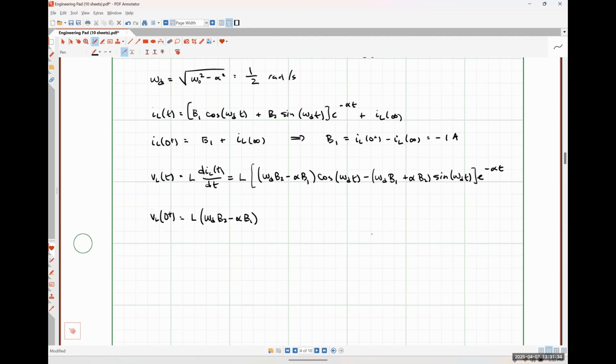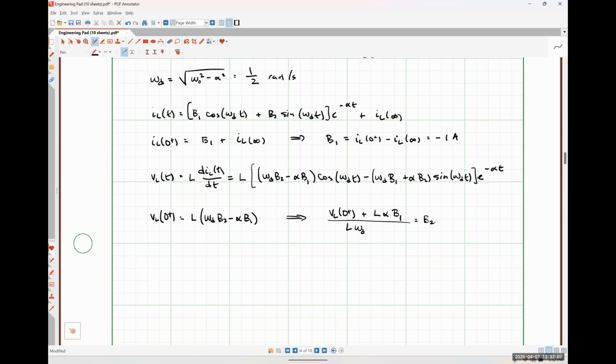We're trying to solve for B2 since we already know what B1 is. So I'm going to try to algebra this thing out. So VL 0 plus plus L times alpha times B1, all divided by L times omega d, is equal to B2. If I algebraed that correctly. Did I algebra that correctly? People whose brains are functioning? I'm getting a thumbs up.